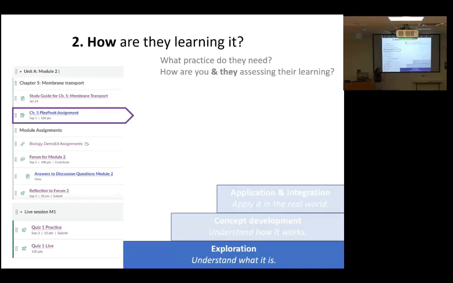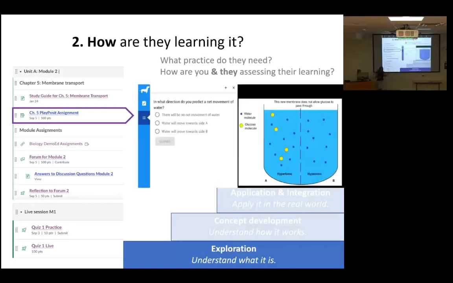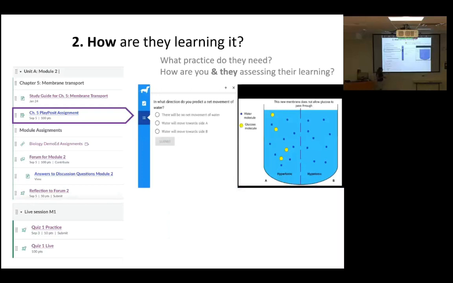And I need to start them, because I wanted to get to that application, I need to start with getting them familiarized with the concept. So that exploration of what the concept is. And the assignments that I use for that phase are these Play Pause It videos that also have embedded questions. And so this assignment is designed with this growth mindset in mind, that they're getting feedback when they answer the questions on what they're getting wrong and what they need to fix, or what are the misconceptions that they have.